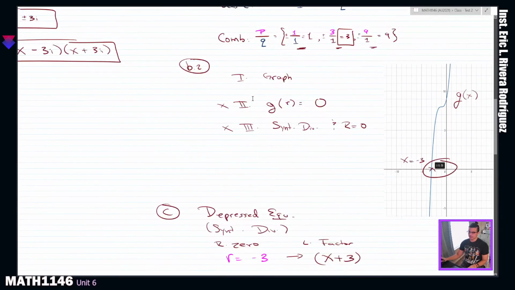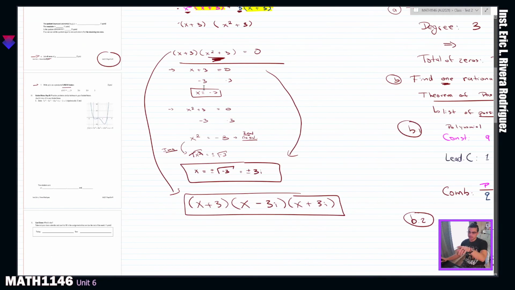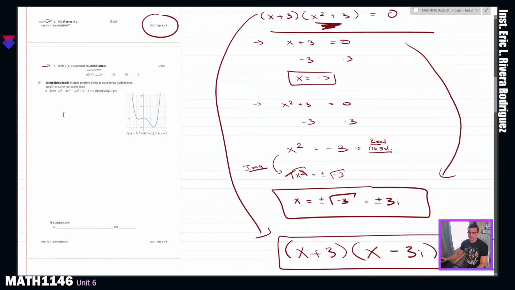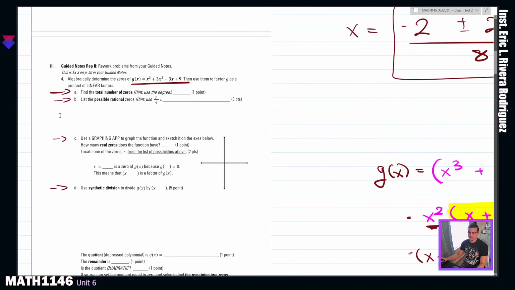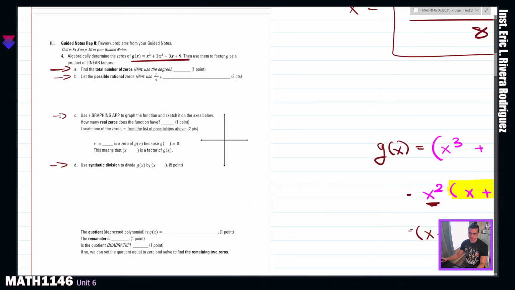What else do we have to do here? Okay, so this whole process is going to help you to do page number 2 and first part of page number 3 of the workshop of the day.